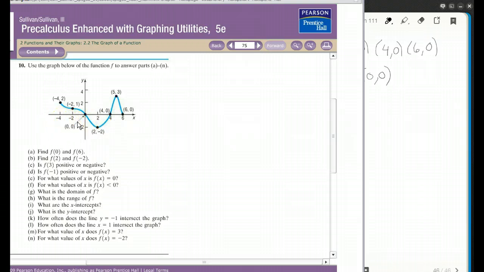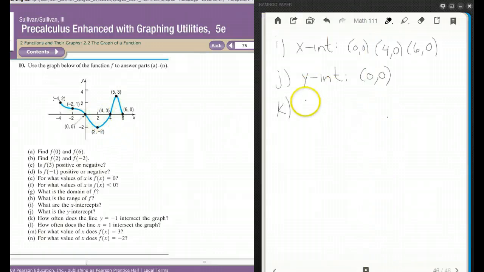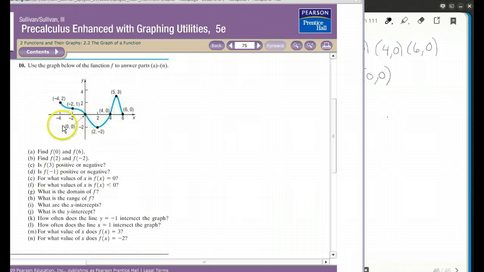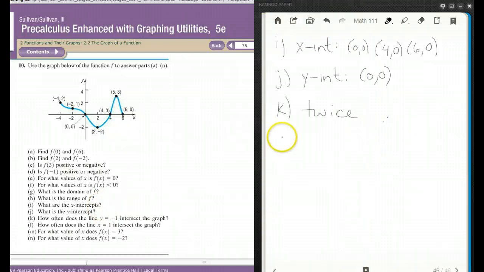If I imagine a horizontal line coming across like this, I notice that it would hit in two places, right? It would hit at these two places, whatever those might be. I don't know what they are, but it would hit in two places. Okay, so it says how often does it intersect? Twice. Right there approximately, and right there, because that would be where a y equals -1 line would hit twice.